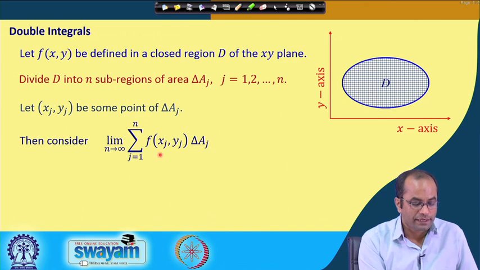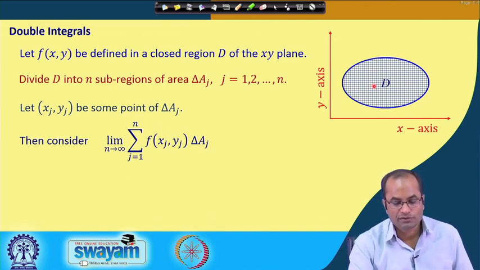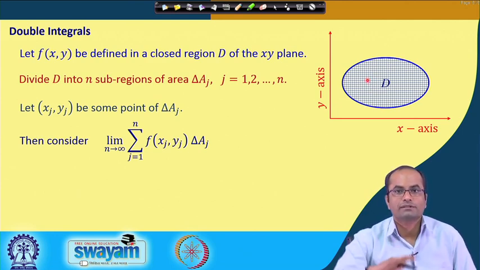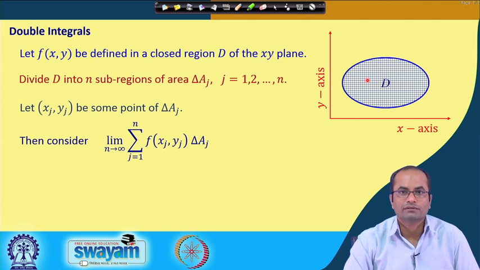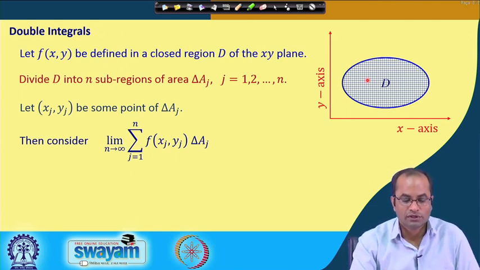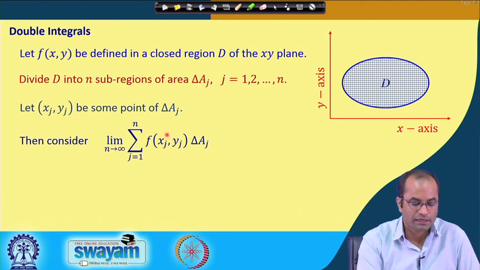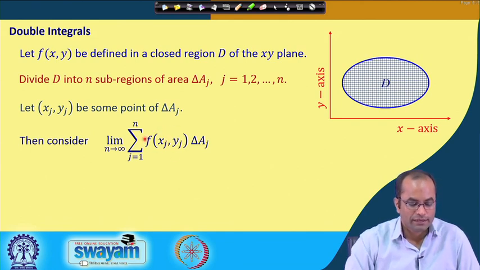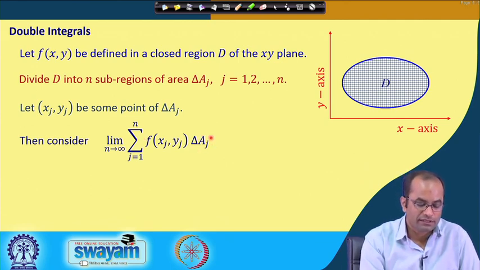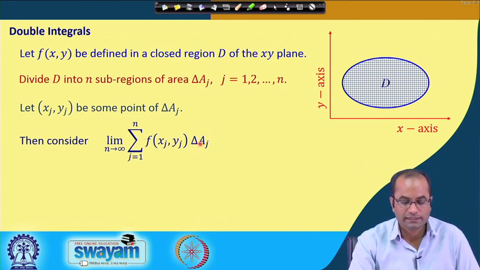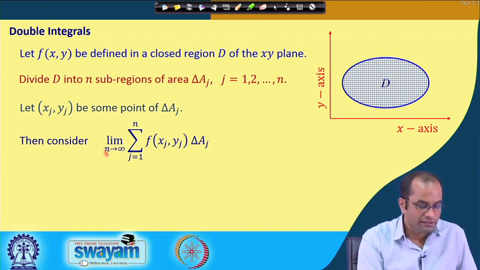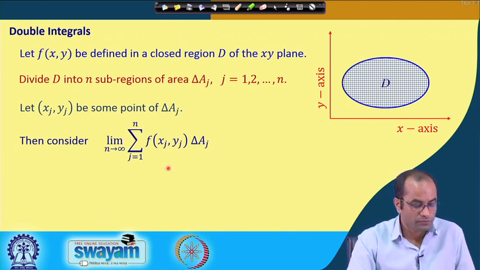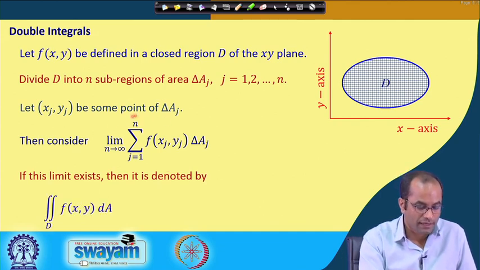So, we are summing again the value of the function at that point. Here we have taken some point (x_j, y_j), and then there will be a function defined as a surface in the third dimension, which is usually taken as the z axis. So, there will be a surface, and on the surface we will have the point f(x_j, y_j) corresponding to this point (x_j, y_j), and we multiply by this area delta A_j. If this limit exists, then we denote this value of the limit by this integral over D.